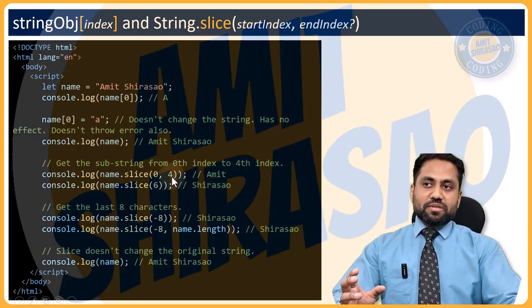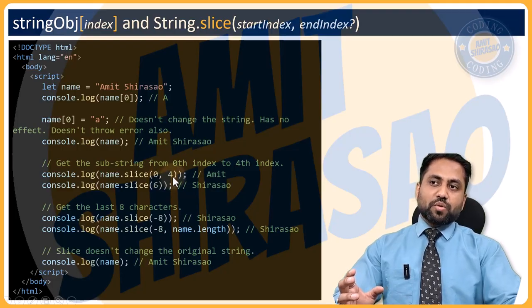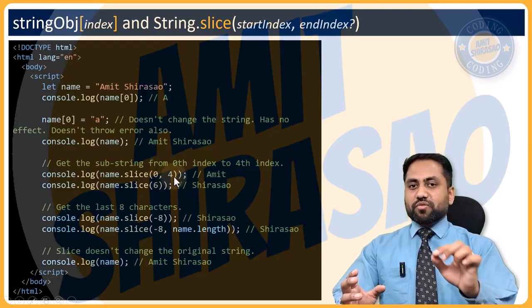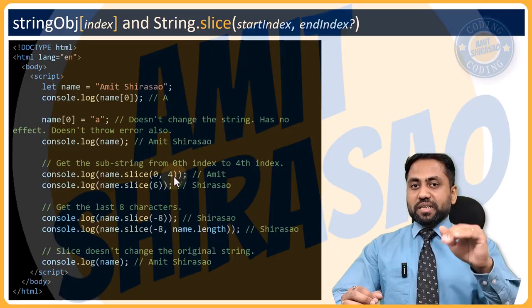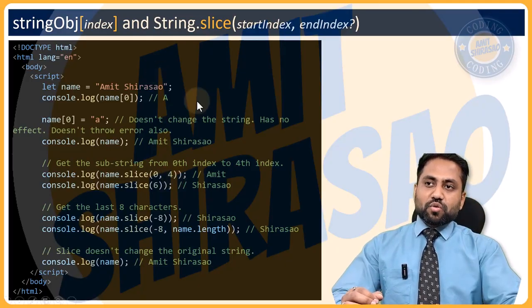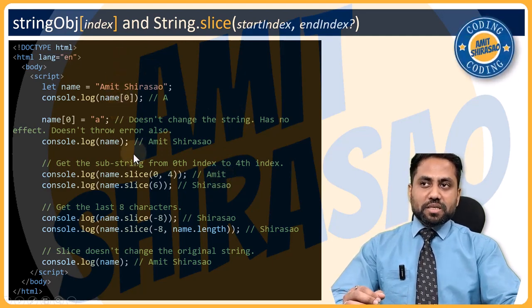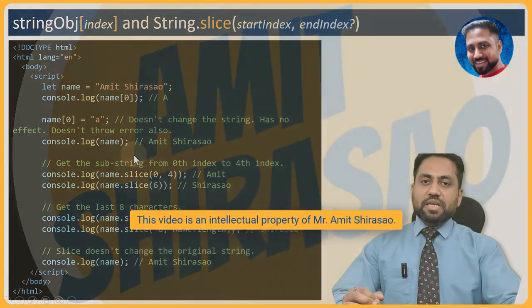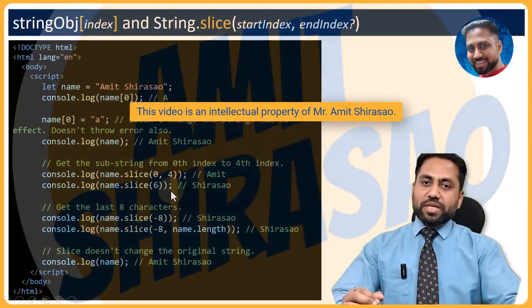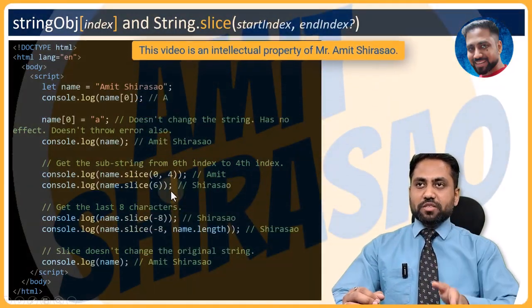Whereas if you give the second parameter, then from the 0th index it will go only till index 4, and it will skip the character having index 4. So it will only print AMIT. It won't even print the space. Why? Because that space is the 4th index, and the 4th index is to be excluded. You go until the 4th index but exclude it.